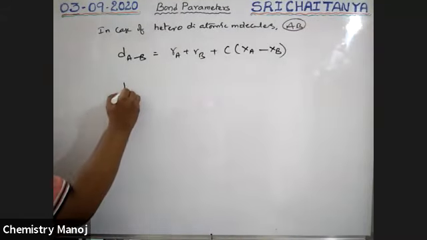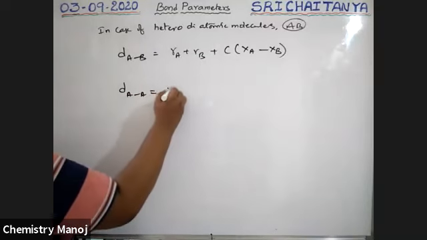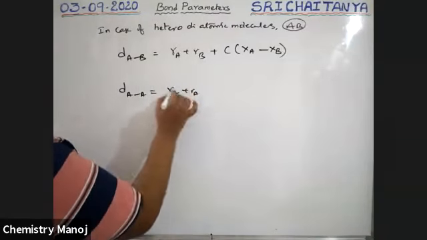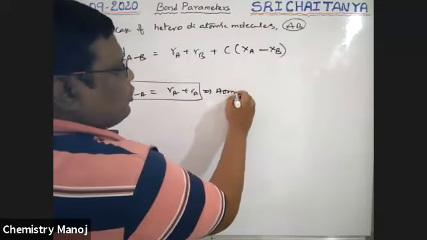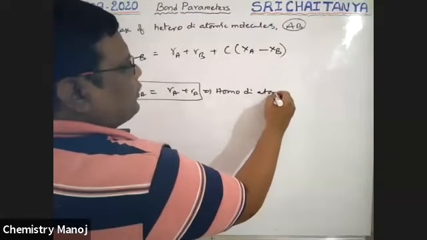Actually, in the previous case, diameter of AA is equal to radius of A plus radius of A. This is what we studied previously for homodiatomic molecules.